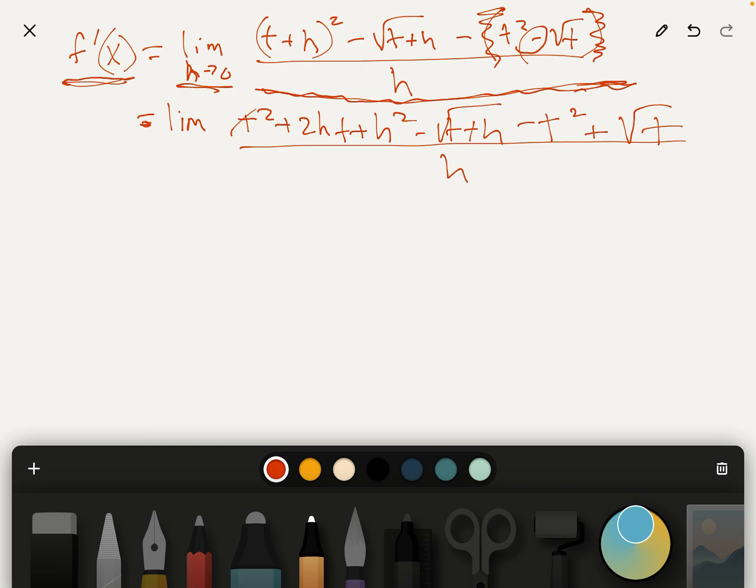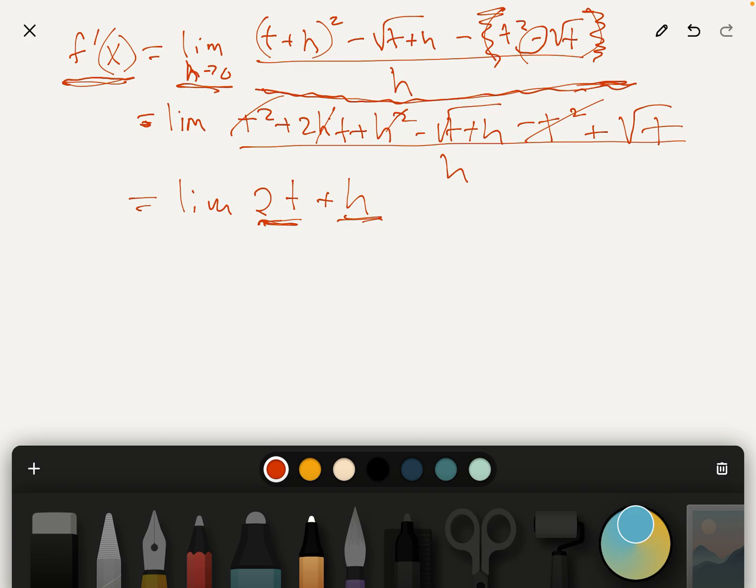And right away you can see that the t squareds drop out. And we can divide by h here and by h here. And so we can write 2t plus h. And so these two terms are no longer fractions. We went ahead and divided out by h. So we don't have to worry about these too much right now. We need to go to the next couple of terms.